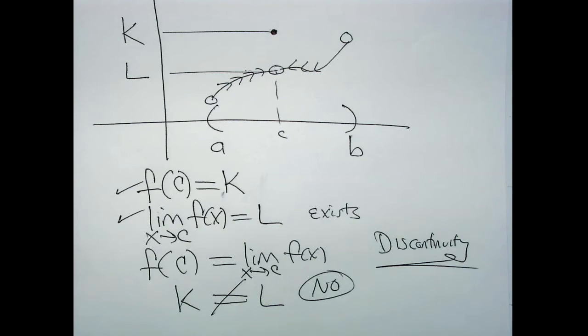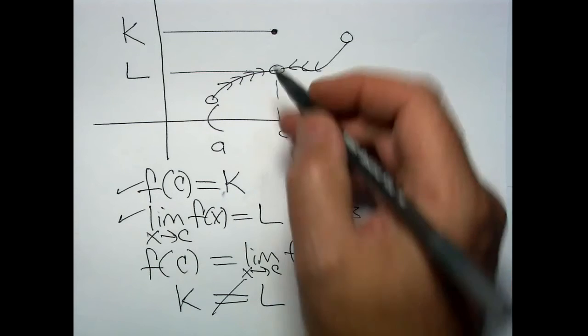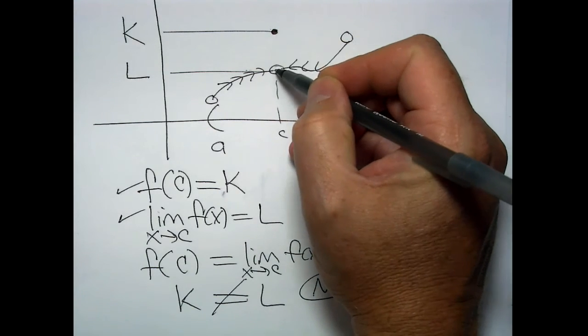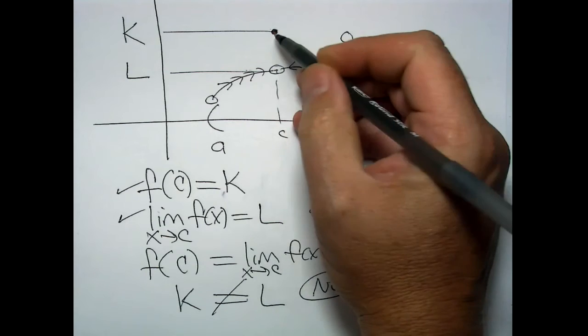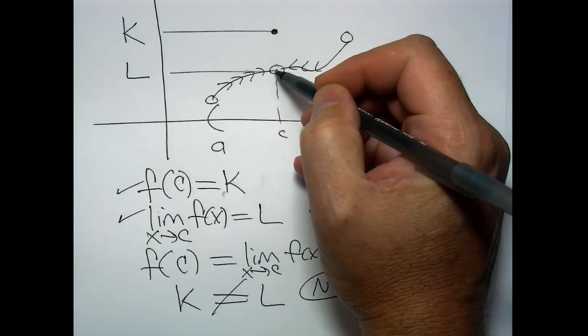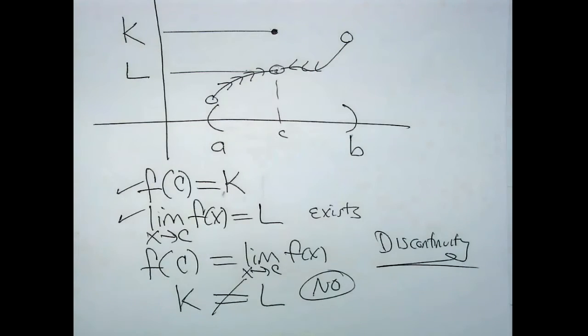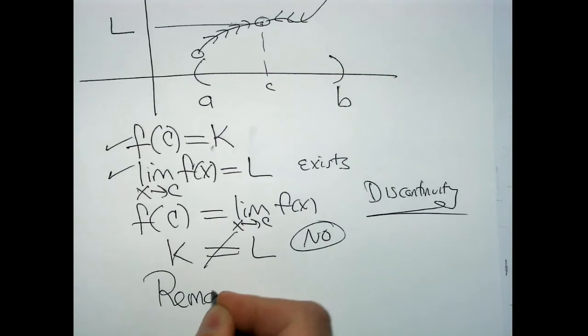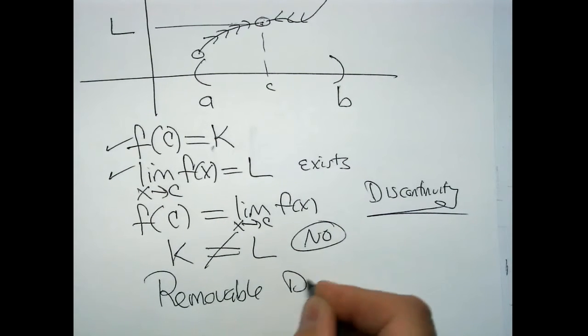Can you redefine f of c to bridge the gap? And the answer is yes, you can. We can take this dot and redefine its y value as that y value. Now, we'll talk about how to do that mathematically, but at least graphically, you pick this dot up and drop it right in the hole, and you have reestablished continuity. So therefore, this is a removable discontinuity.